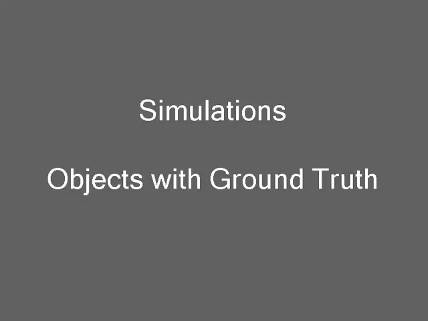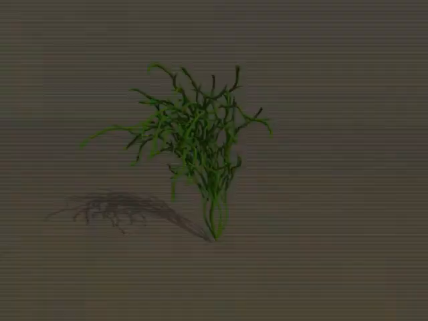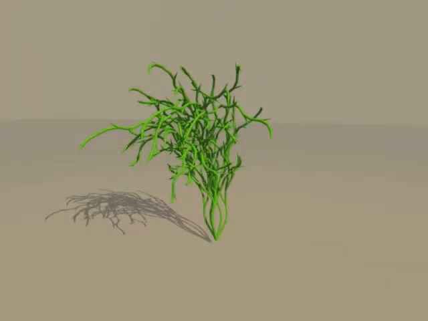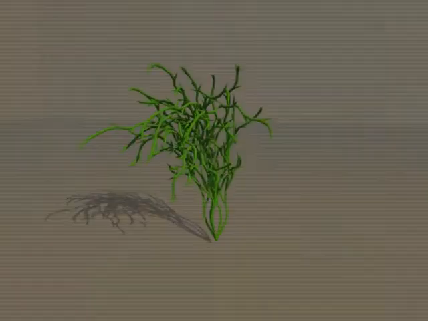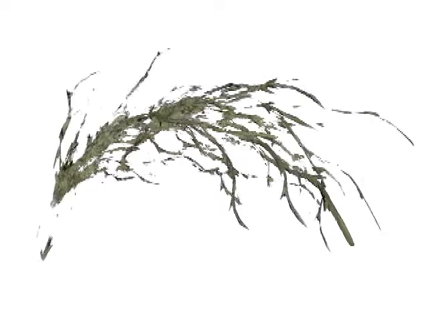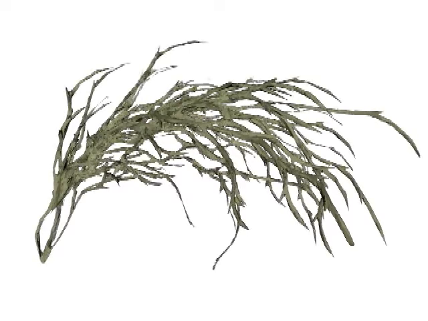In order to evaluate our techniques, we've performed several simulations using objects with known ground truth geometry. In all cases, we've added a small random error to the light source positions. First, we show a seaweed-like object with many thin and self-occluding branches. Notice the significant improvement in the reconstructed 3D model.